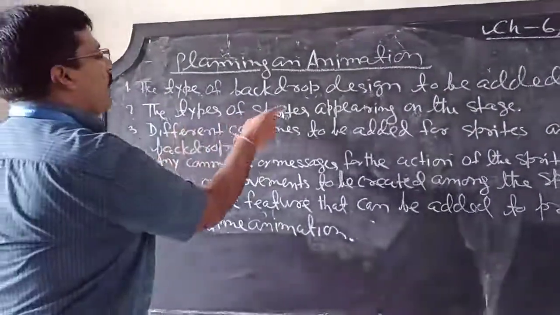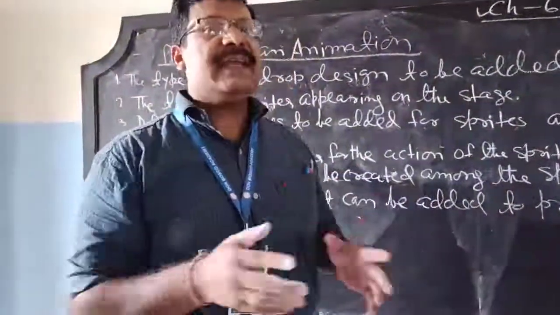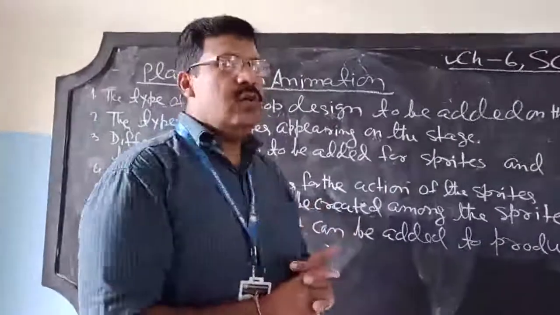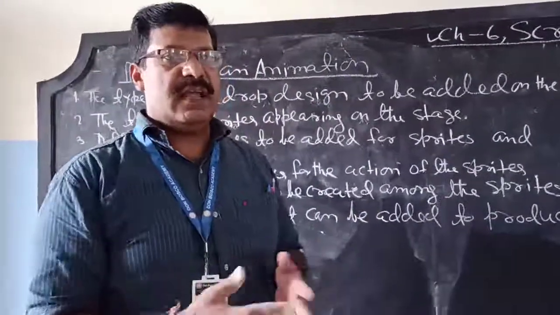Second, the types of sprites appearing on the stage. By default, the cat is the sprite on the stage. So we can change it according to your choice. We have many sprites and you can take your own sprite.